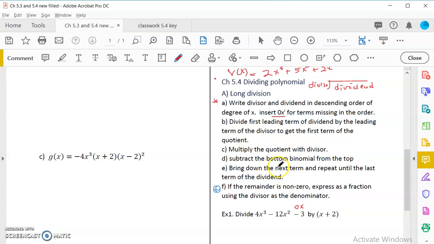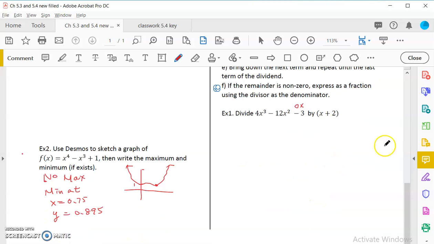Then you figure out the quotient by dividing the leading term by the leading term to get the first term of the quotient. After that, you multiply the quotient by the divisor, you subtract, and you bring down, just like when you're doing long division. What's better than illustrating it with an example? So I am dividing 4x cubed minus 12x squared minus 3.